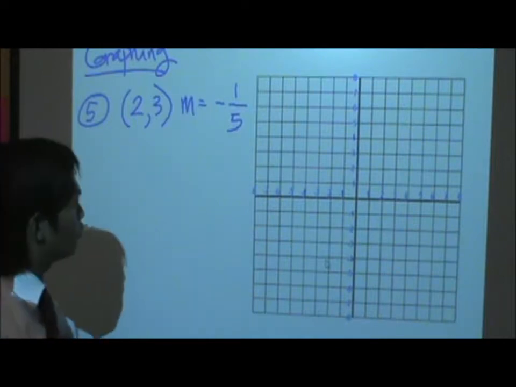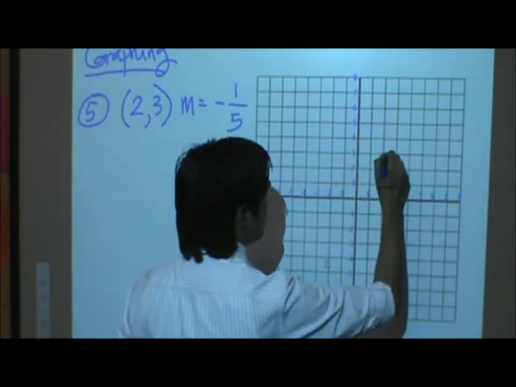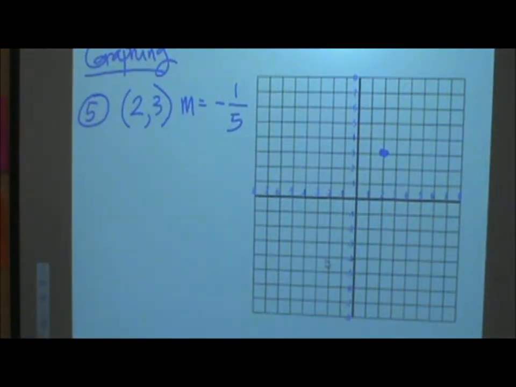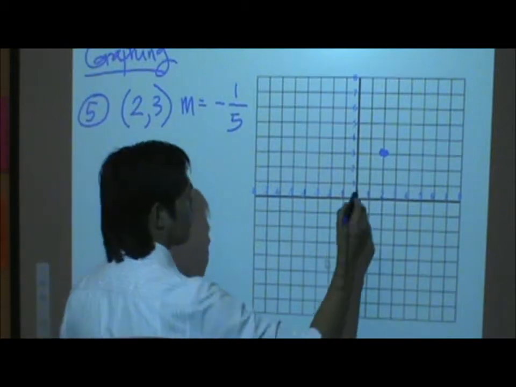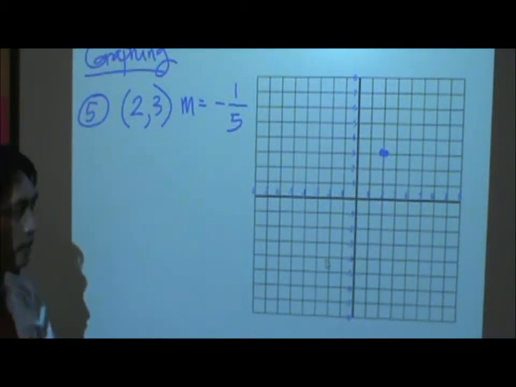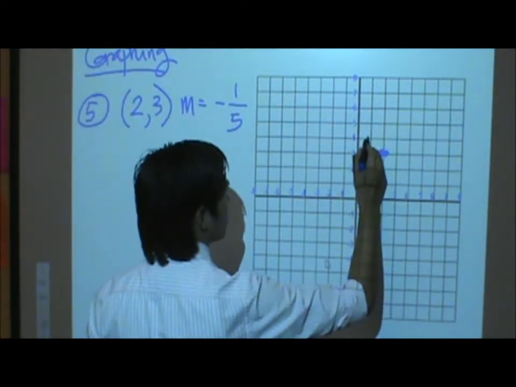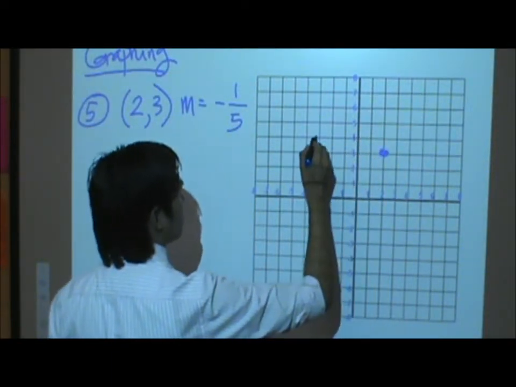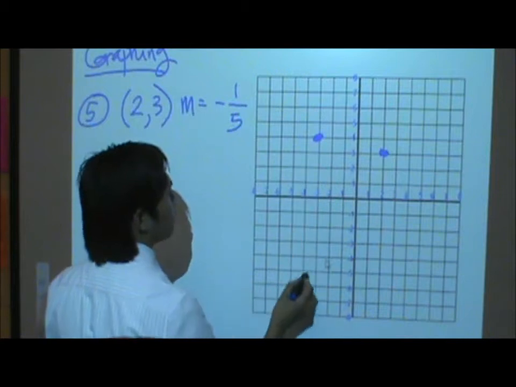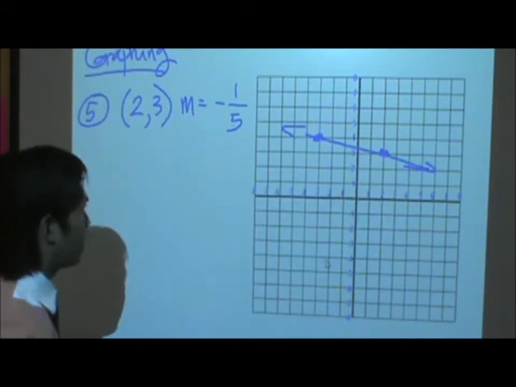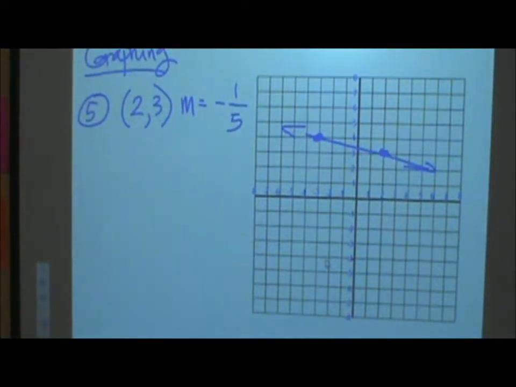First, plot 2, 3. 2, 3 should be here. There you go. And then the slope is negative 1 over 5. That means you go up 1 time and then you go to the left 5 times. Now, why do we have to go to the left? Because it's negative. So you go up 1 time and then you go 1, 2, 3, 4, 5. Here you go. And you can now draw a line passing those 2 points. That's going to be the graph.